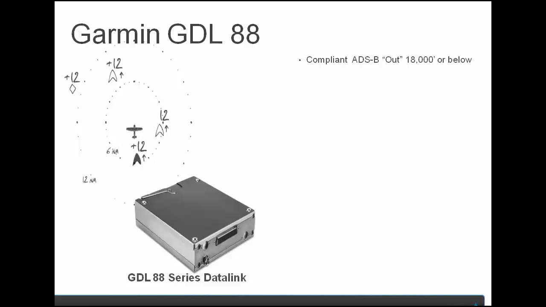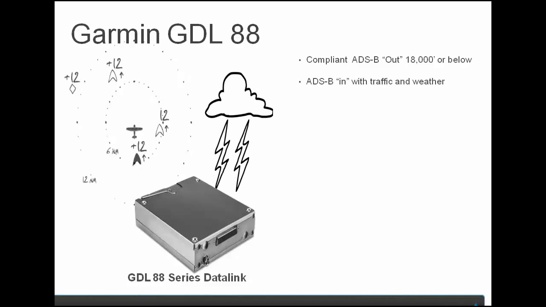Let's talk about the 88 just a little bit. So it's compliant ADS-B Out below 18,000 feet. It's also ADS-B In, so it brings in your traffic and weather for you. The great thing, like I just mentioned, it's compatible with a majority of the transponders out there due to the self-interrogation mode that we have. Now, what if the airplane doesn't have WAAS? We do sell a model of the 88 that has WAAS in it. And we'll talk about that here just a little bit.